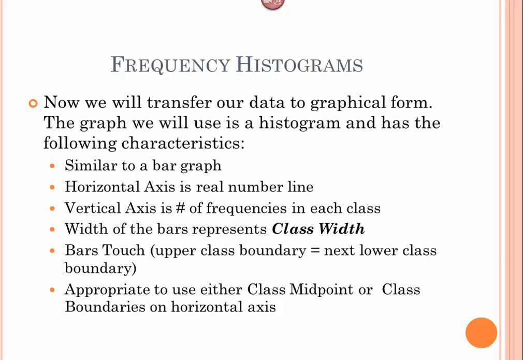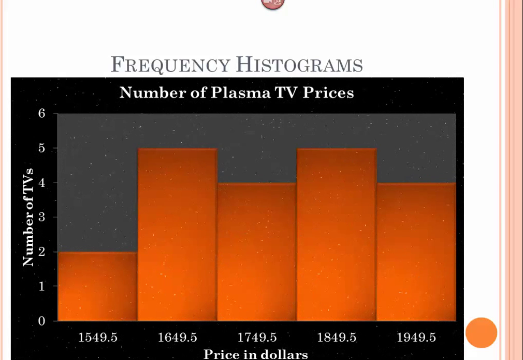Now, in here you're going to see the class midpoint is used to describe each bar. You'll see this on the next slide. You could also use the boundaries on either end of each bar, and the easiest way to do that is to use your lower class boundaries at each end of the bar. I'll show you in this picture here. So here's our histogram. You can see that I've labeled each with the midpoint.